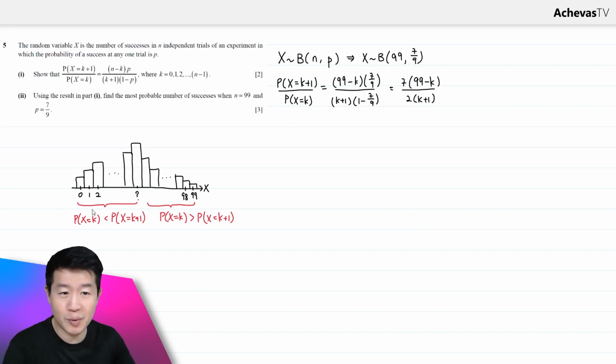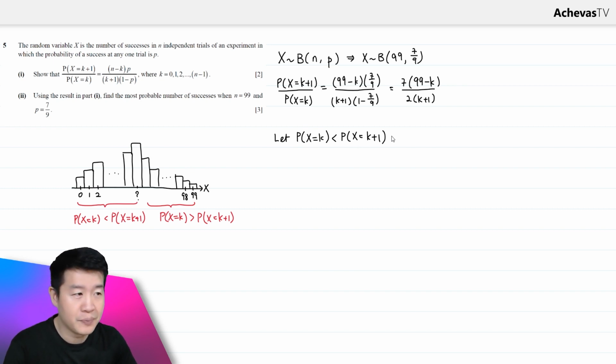Okay, so I've gotten this. How will this help me find the most probable? Because of this inequality over here, if I were to let the probability that x is equal to k be less than the next immediate probability that x is equal to k plus 1, and because probability is always positive, between 0 and 1, I can divide across to the other side, which means I will get the probability that x is equal to k plus 1 divided by the probability that x is equal to k. This is going to be bigger than 1.